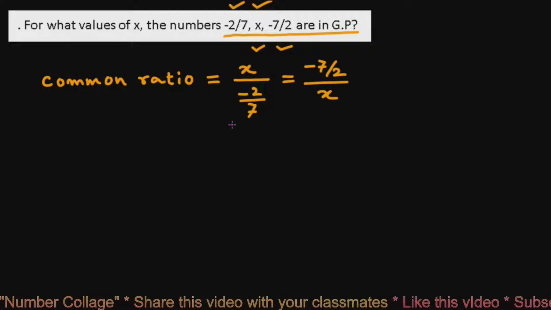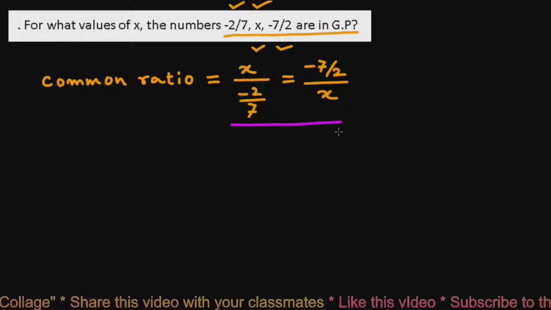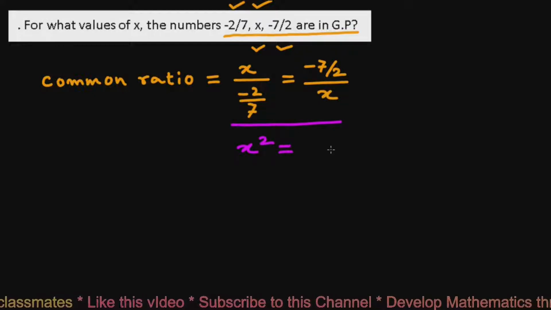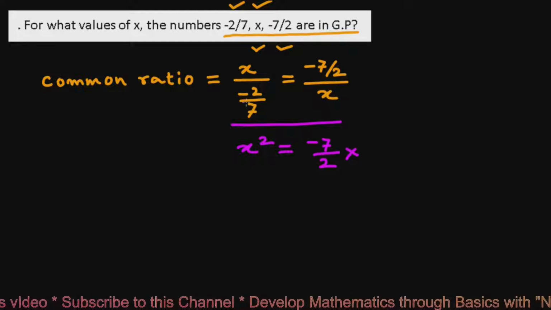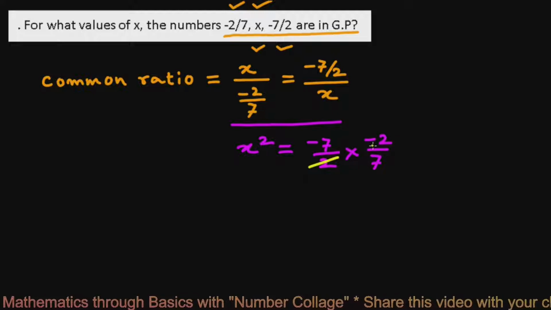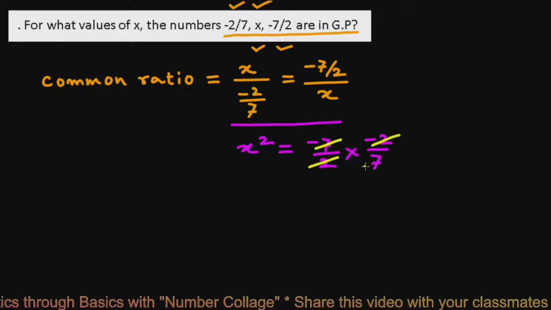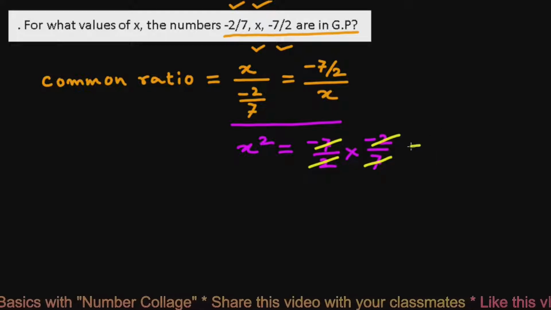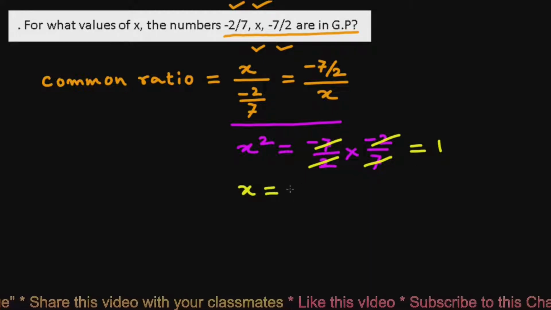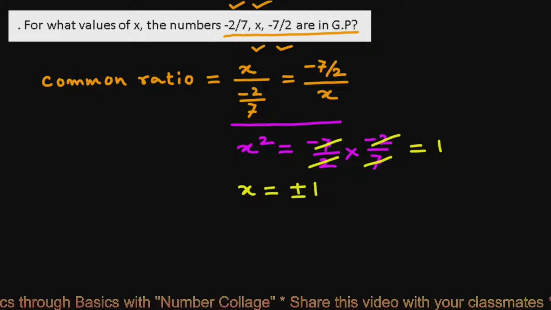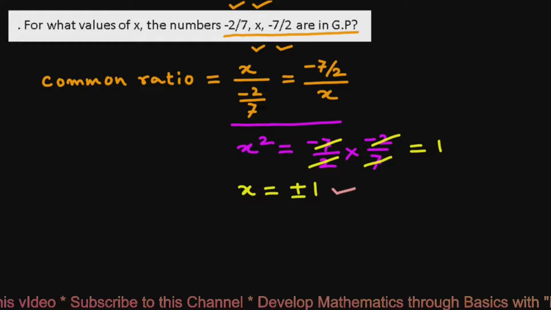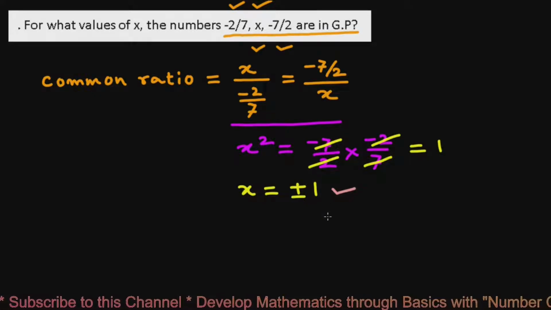Now by cross multiplication we get x into x square equals minus 7 upon 2 multiplied by minus 2 upon 7. This 2 cancels with this 2 and this 7 with this 7, and that gives x square equals 1, or x will be plus minus 1. So when x is plus 1 or minus 1, these three numbers will be in GP.